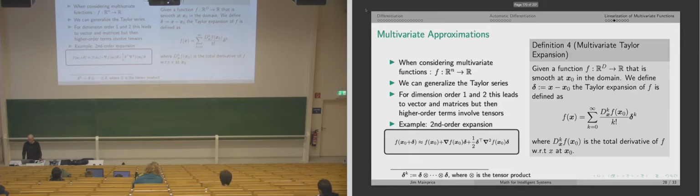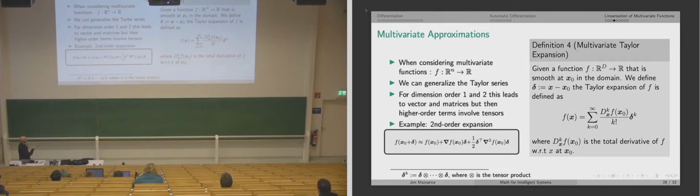Know just that you can have the second order be defined in this way for the general case of R^d. Oh, no, sorry, this is the Taylor expansion for R^d to R^n. And you can write it concisely like this.